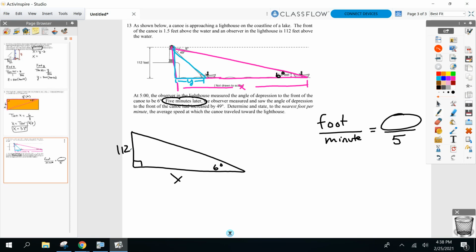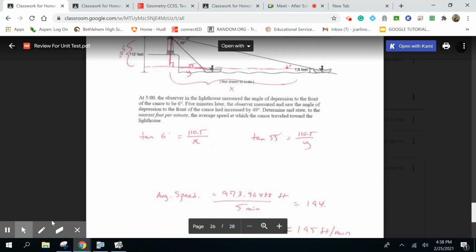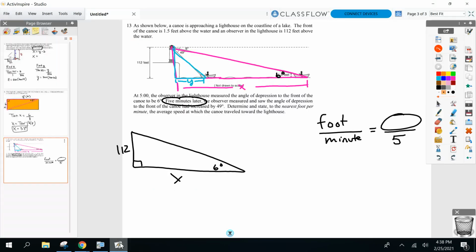Just let me take a look. Did I subtract that? Yeah, I have to subtract the 1.5 out because that's from the bottom up there. So I have to subtract out the 1.5, which is the canoe height. So I have 112 minus the 1.5, which gives me 110.5. So from my 6 degrees, I have opposite and I have adjacent.